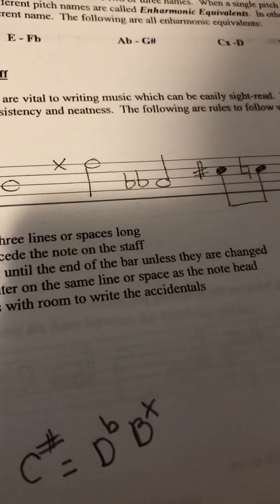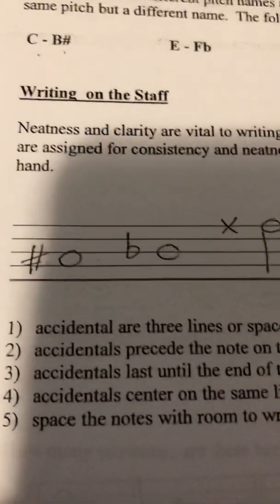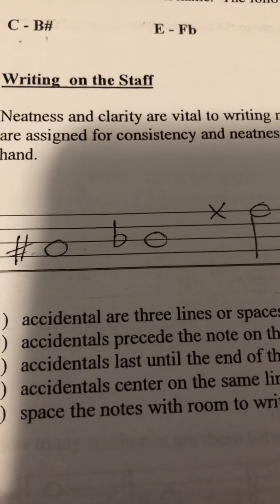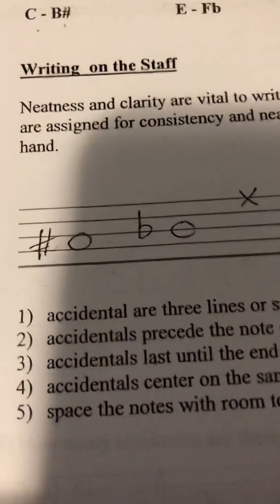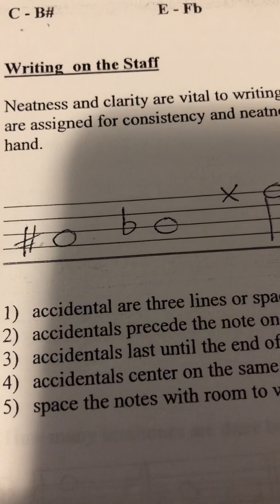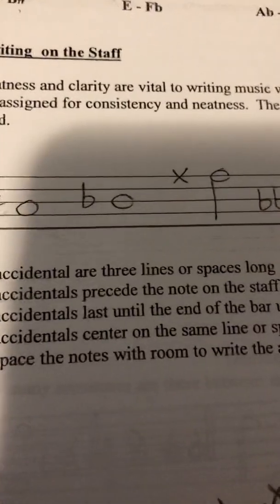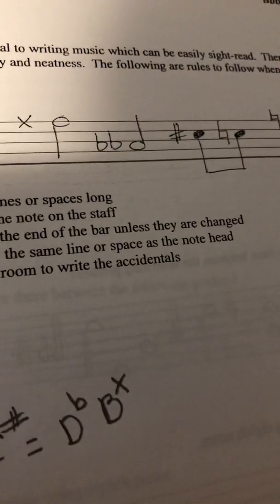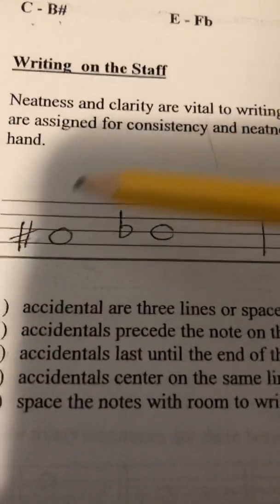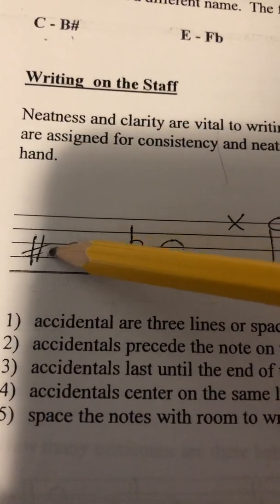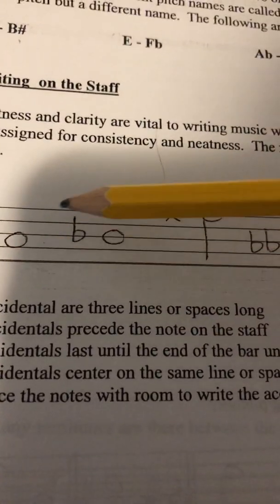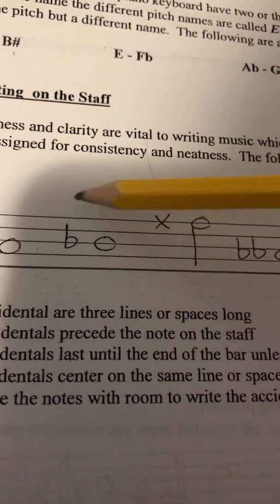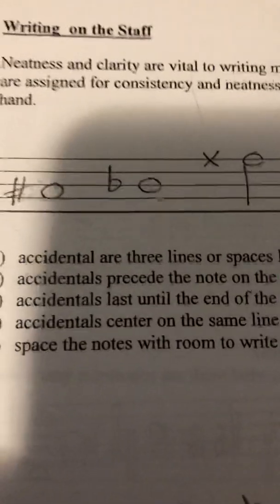Accidentals last until the end of the bar unless they are changed. Okay, so let's say there's a C sharp at the start of the bar. If you have another C in the same bar, it's going to be sharp unless there's a natural on it. Accidentals center on the same line and space as the note. So do you see how the sharp is still in this space? The flat is on this line. You can't draw it way up here because I'll mark it wrong.